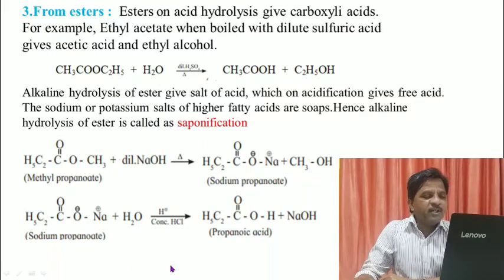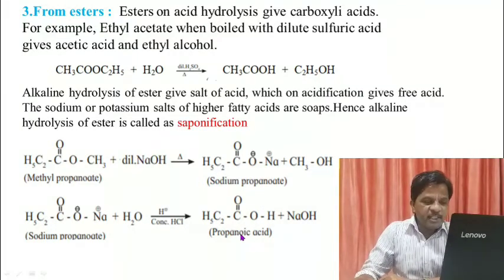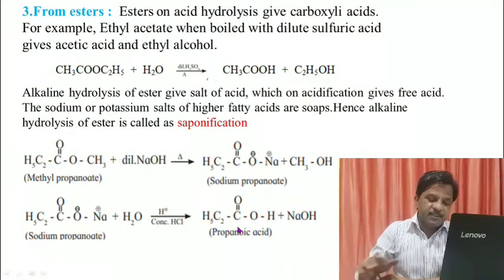Again this salt is converted into acid. So here this Na and this OH form the byproduct NaOH, and the remaining H gets added here. So C2H5COOH. What is it? Propionic acid is the IUPAC name, and propionic acid is also the common name of this acid. This is the third method of preparation of carboxylic acids.